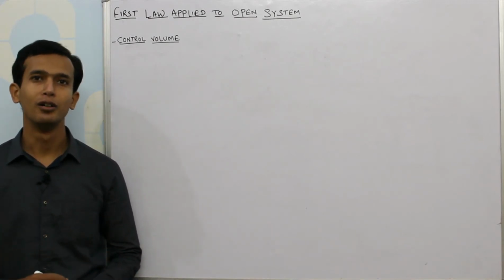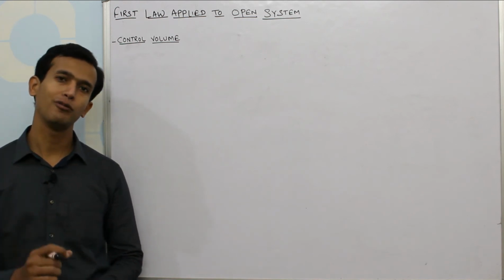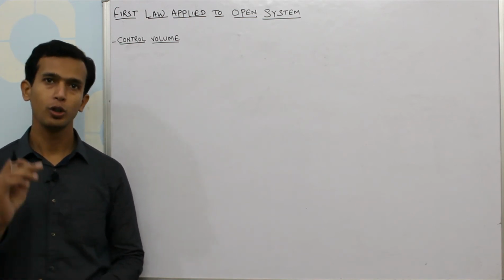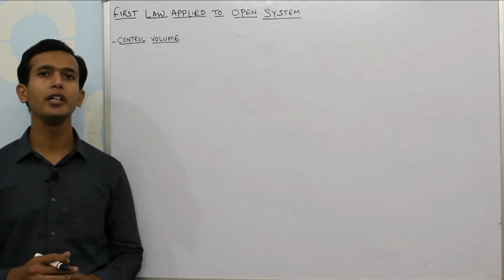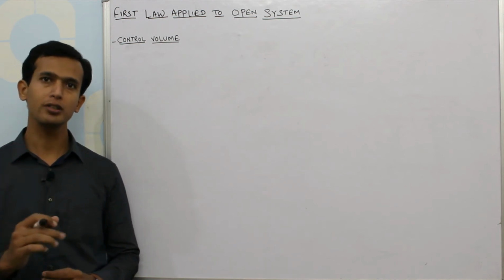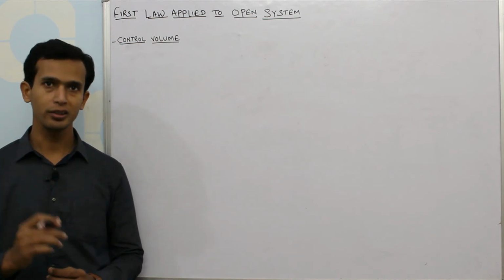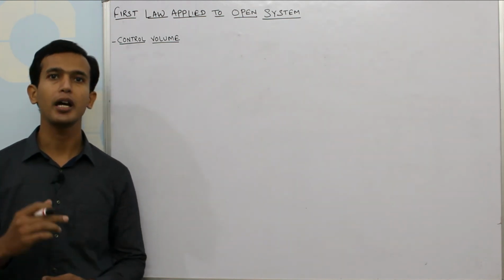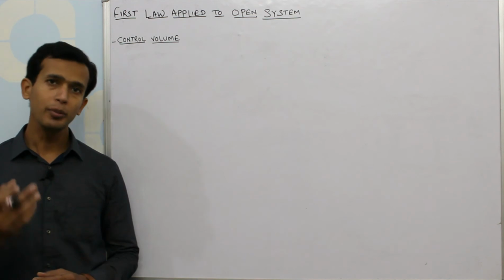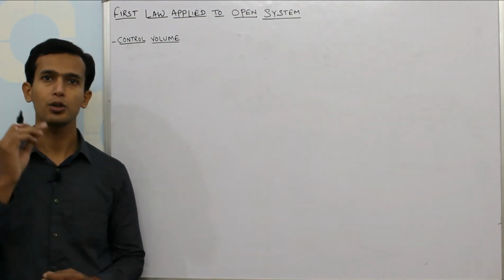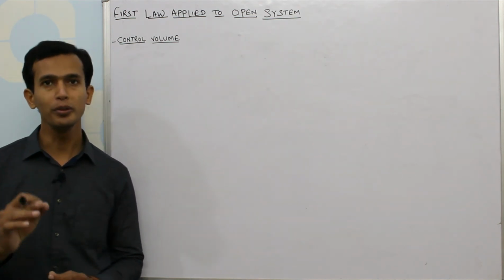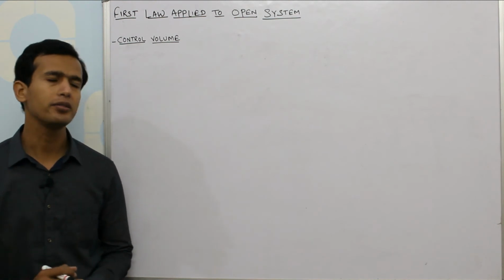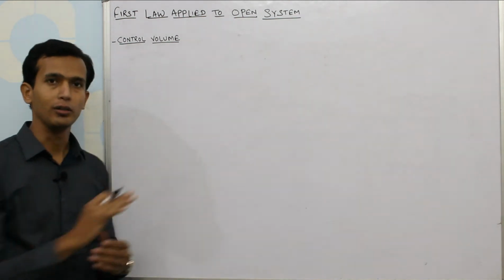Now in today's video, we'll discuss the application of first law of thermodynamics to an open system. In the previous videos, we have studied the application of first law of thermodynamics to closed systems, and we have also studied the various processes which can be carried on a closed system. Now, before moving forward to an application of first law of thermodynamics to an open system, let us try to understand what is control volume.